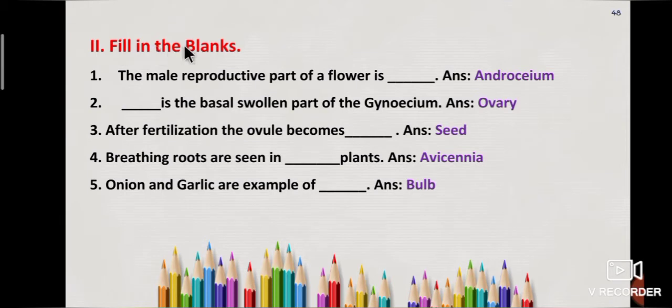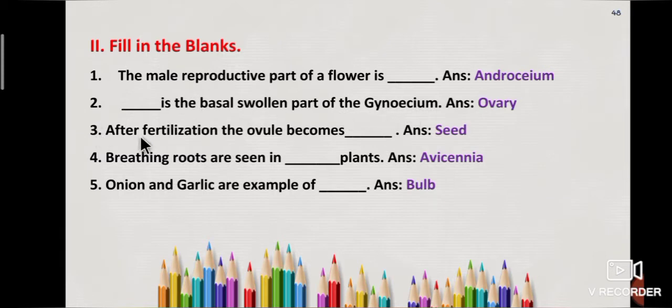Second Roman letter, fill in the blanks. First one, the male reproductive part of a flower is dash. Answer is androecium. The male reproductive part of a flower is androecium. Second one, dash is the basal swollen part of the gynoecium. Answer is ovary. Ovary is the basal swollen part of the gynoecium.